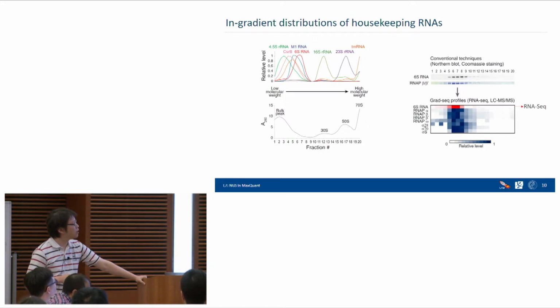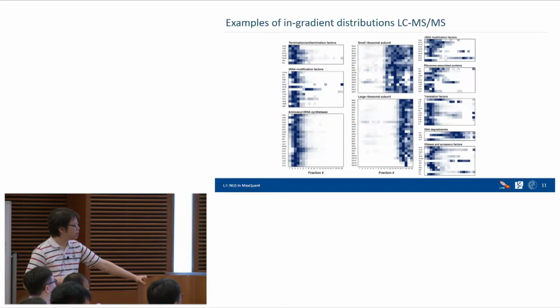And you can see this 16S RNA is highly associated with the 30S ribosome. And then this is another example, like 23S RNA is associated with the 50S ribosome. And then if we go to the gel, you can see the 6S RNA is also highly correlated with RNA polymerase. And then this is another piece of evidence. You can see in RNA sequencing, this 6S RNA is highly expressed in these two fractions. And then its associated RNA polymerase is also highly expressed in these fractions.